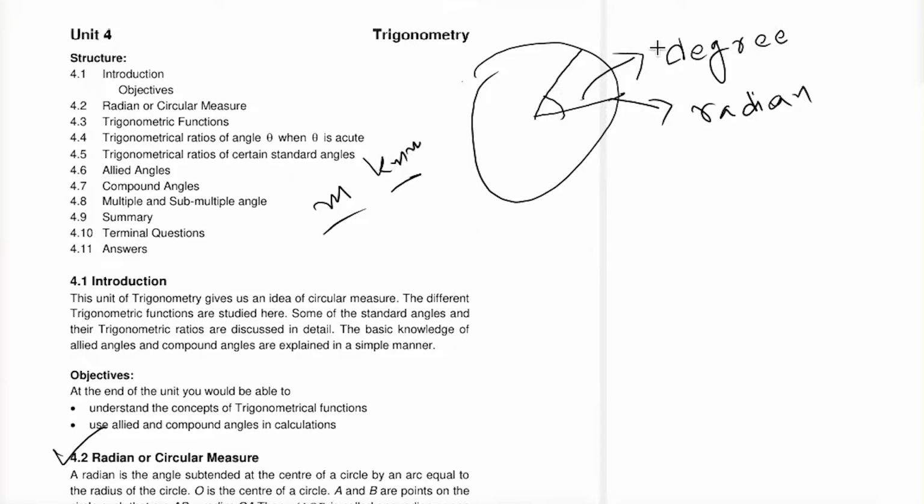Because you probably all know what you mean by degree. You know 360 means a complete circle, 180 means a half circle. But radian we rarely know, because we do not use it in our real life. So I'm explaining what radian is here.